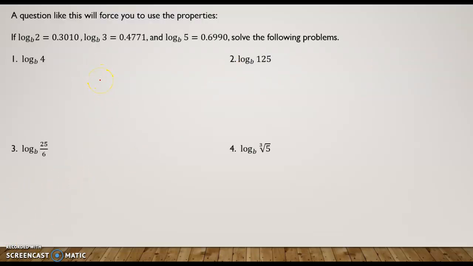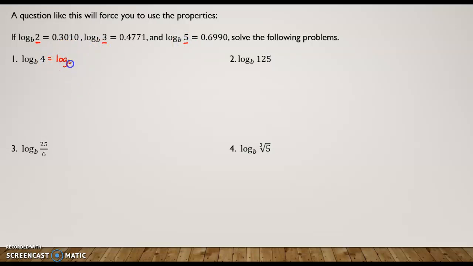Now, these are ones you have to pay attention to because this one actually forces you to use the properties. It's a log base b, so you can't go to the calculator and put it in. I don't tell you a number to put in the calculator. So you've got to use the properties that you know and break these things down so that they're either a 2, a 3, or a 5.